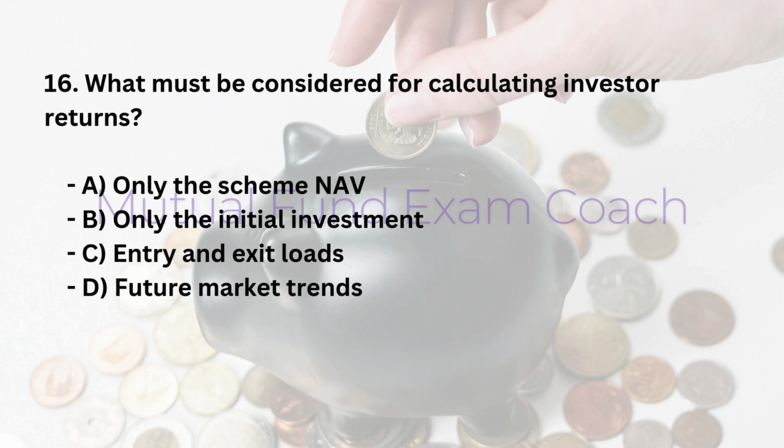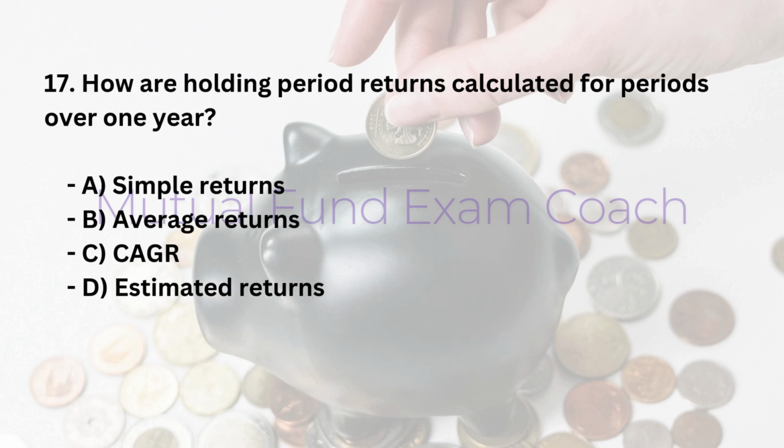16. What must be considered for calculating investor returns? A. Only the scheme NAV. B. Only the initial investment. C. Entry and exit loads. D. Future market trends. Answer: C. Entry and exit loads. 17. How are holding period returns calculated for periods over 1 year? A. Simple returns. B. Average returns. C. CAGR. D. Estimated returns.